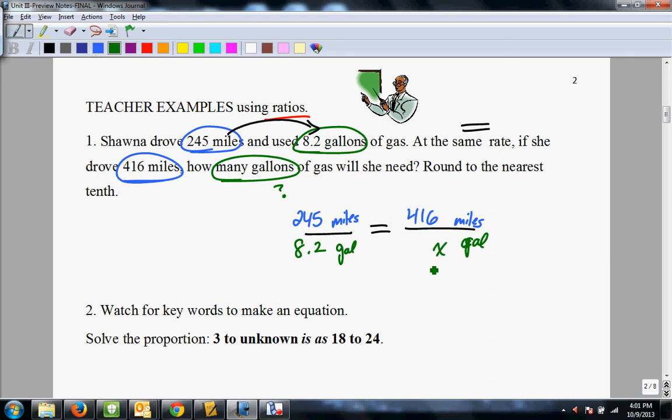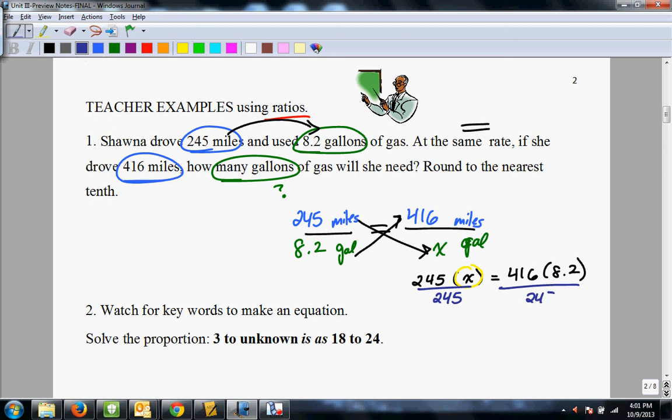Do not grab your calculator yet. At this point, you must at least show your cross multiplication. So like this and like this. Now we have 245 times x equals 416 times 8.2. Don't touch that calculator yet. Don't touch your calculator until your variable is completely by itself. So x is not yet by itself, so we have one more step here.